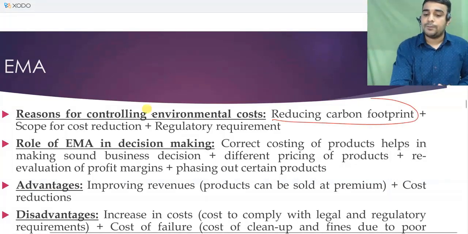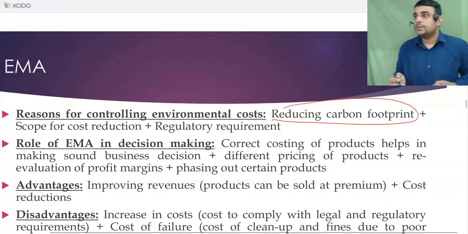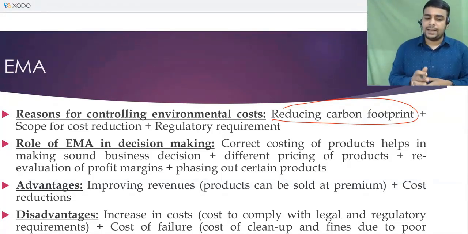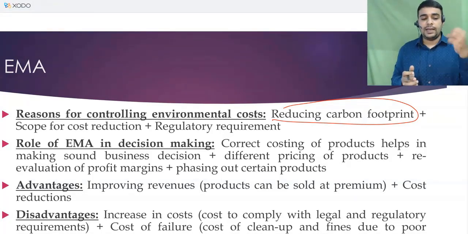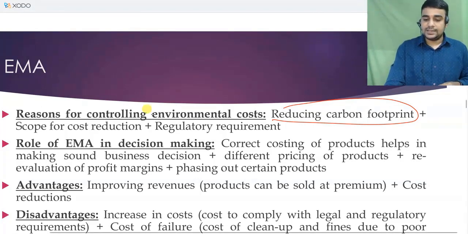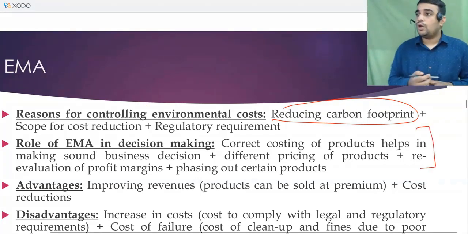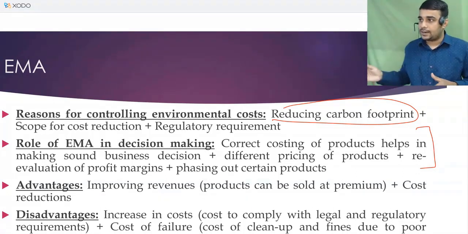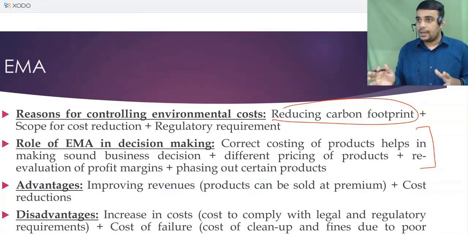So, reducing carbon footprint. Carbon footprint is basically the impact on the environment. Second, it could be from a regulatory compliance perspective, and it can also help you in cost reduction. Role of EMA in decision making: correct costing of products, differential pricing, re-evaluation of profit margin, phasing out certain products, and it is useful for NPV analysis, IRR analysis, investment analysis, all that.